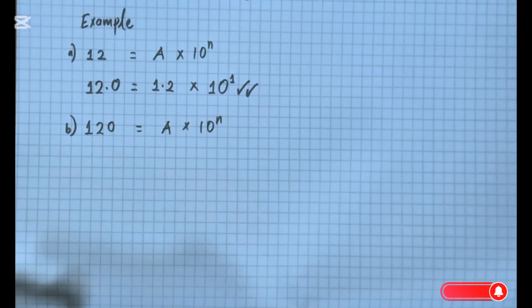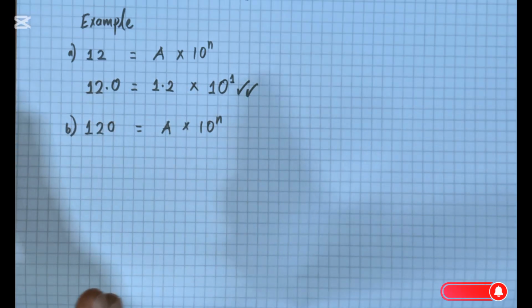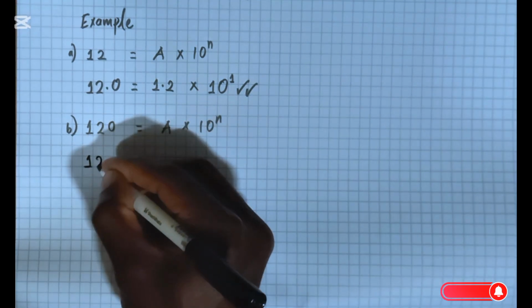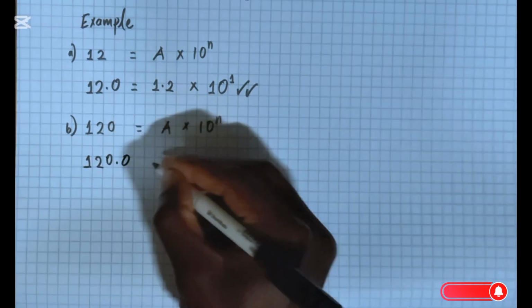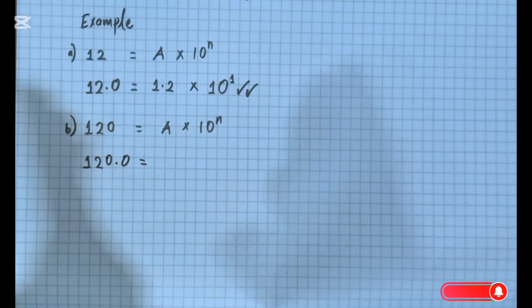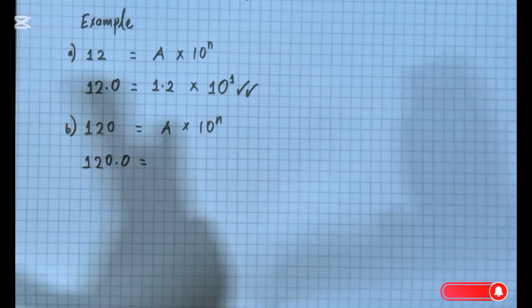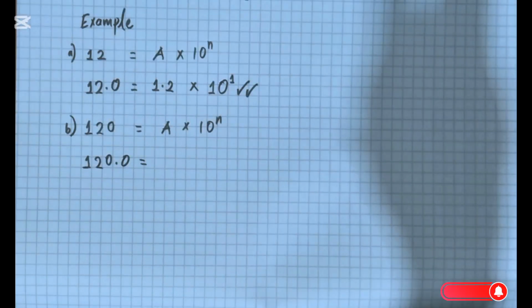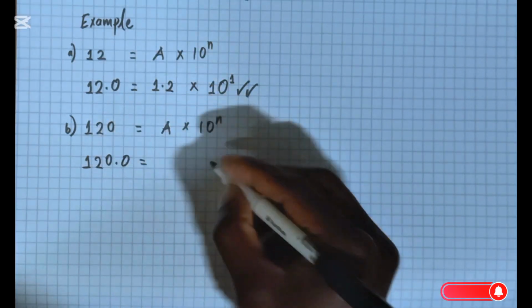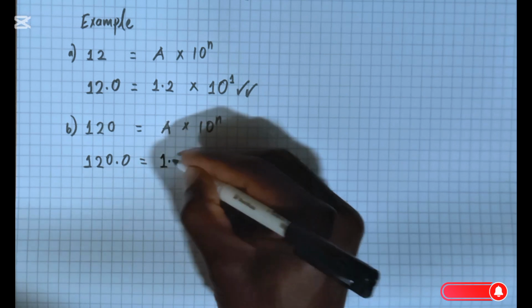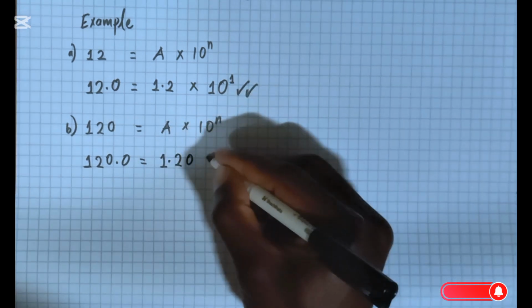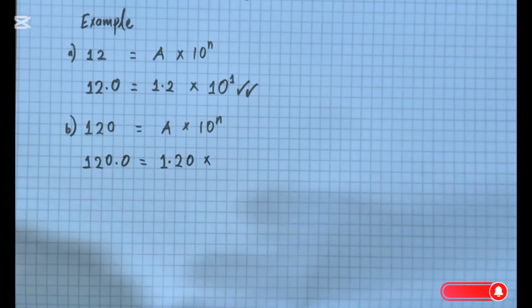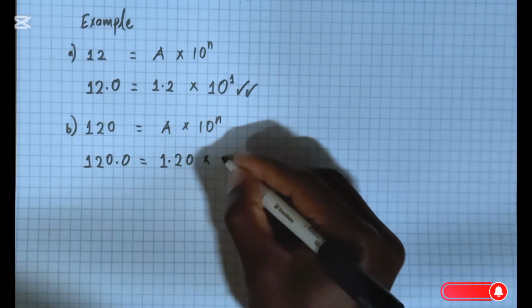So what do we do to 120 to make sure that it's between 1 and 9.9 recurring? We know that 120 here is the same as 120.0. So we are going to move the decimal point to the left until we get it into the range that we want, and that is the range of 1 to 9. When we move it to the left, we are going to get 1.20, which is the same as 1.2 basically, times 10.